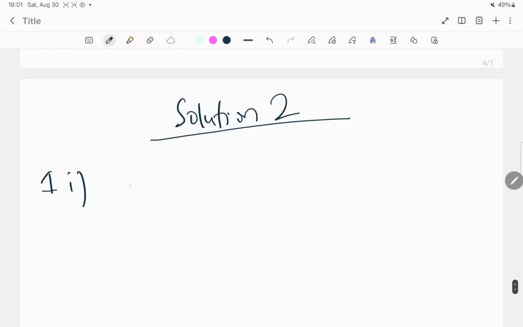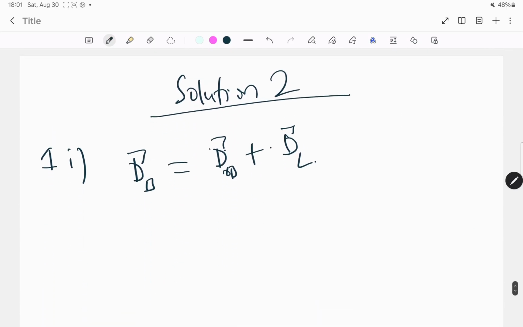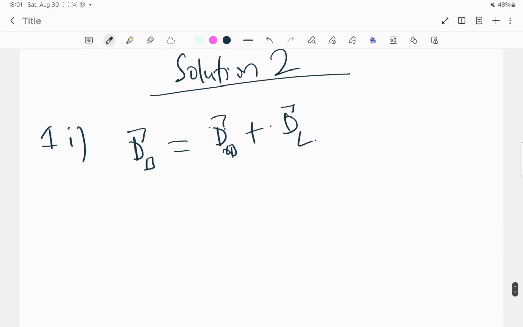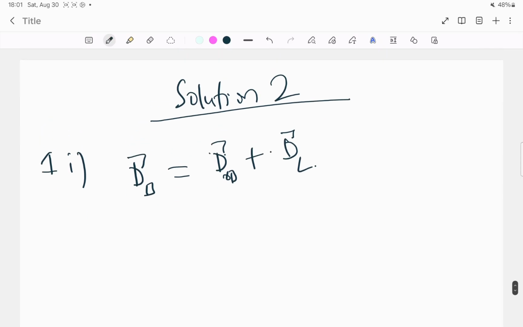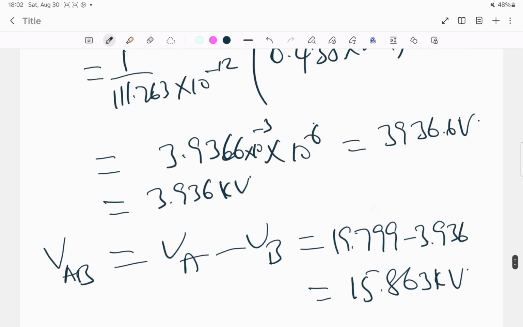the electric flux density at point B is going to be equal to the electric flux density due to the charge which is placed at the origin, plus the electric field intensity due to the line charge, which is located on the y-axis. So this is how we go about solving this. We solve this based on the principle of superposition. Now let's get the electric field intensity.